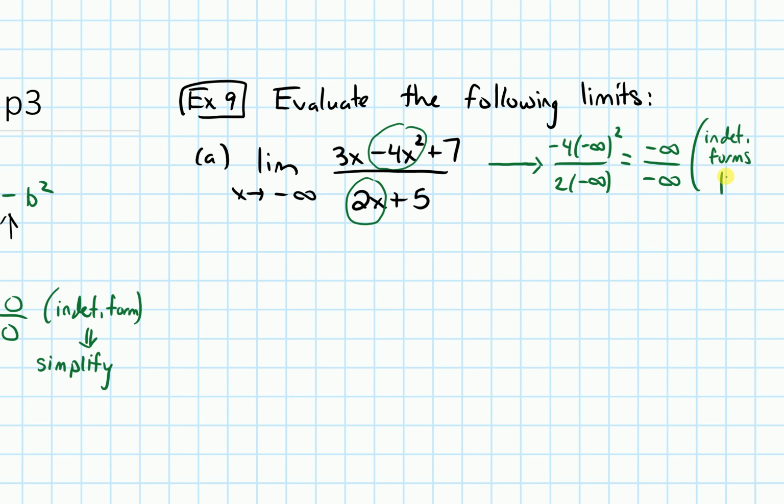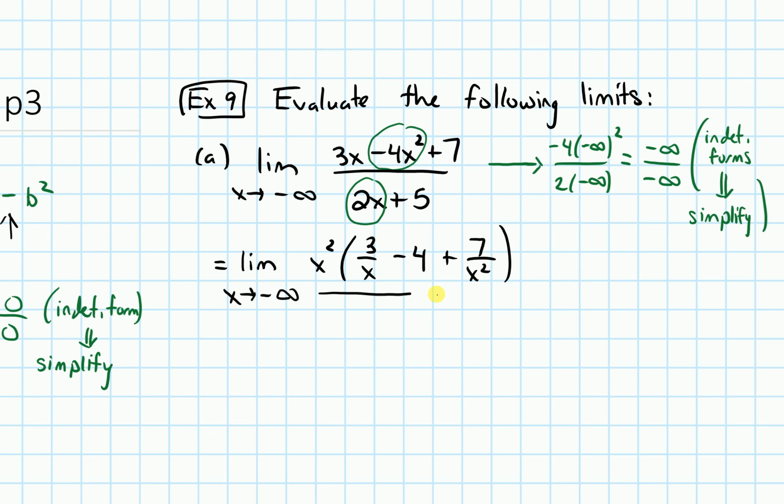And when we have an indeterminate form, our strategy has been to simplify first before we plug in. All right, so that's why I'm going to try this factor out the highest power of x that seemed to work well with polynomials. Let's see if it works well with these rational functions. So the highest power of x on the numerator is x squared. Factoring that out, I'll be left with 3 over x from the first term, minus 4 from the next term. And then from the 7, we'll have plus 7 over x squared. On the denominator, the highest power of x is just x. And then factoring that out, I'll be left with 2 plus 5 over x.